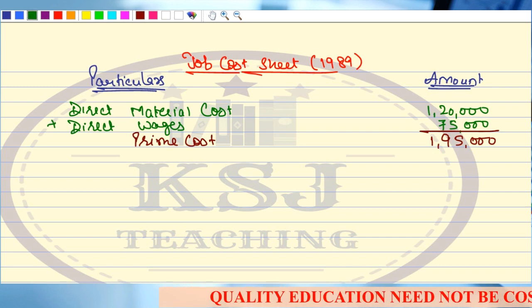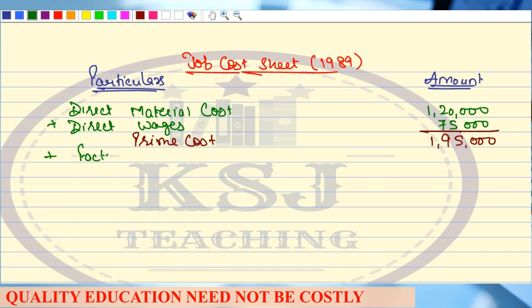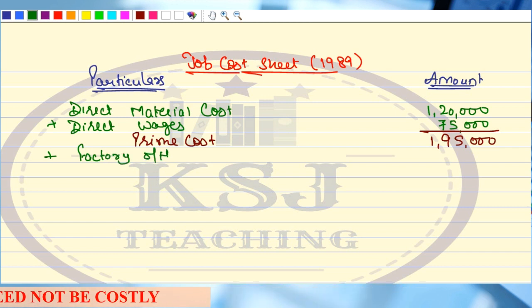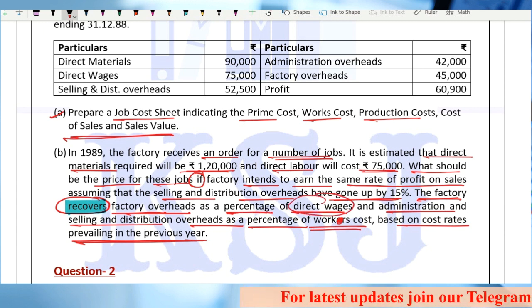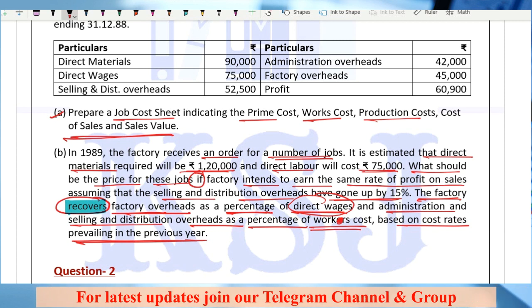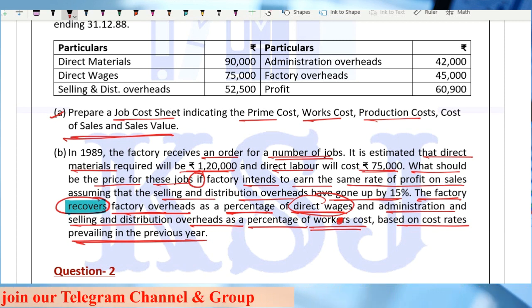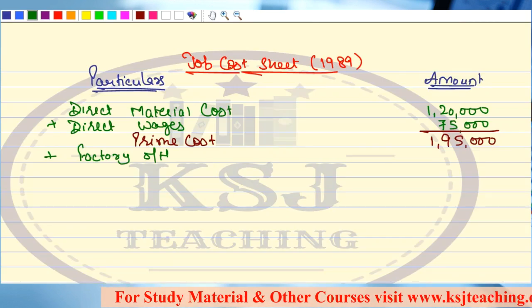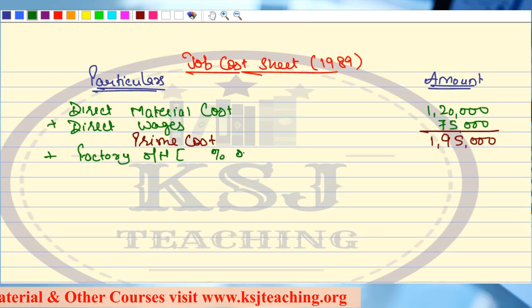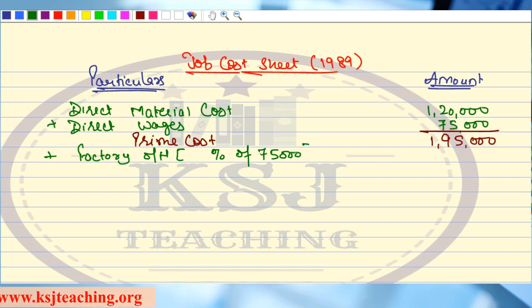Right. Next, we are going to have factory overheads. Now read the information very carefully. The question says, the factory overheads are recovered as a percentage of direct wages. The question has given you that it is recovered as a percentage of direct wages, but nowhere in the question is it specified what the percentage is. I want to apply some percentage of direct wages, 75,000, but sir, I don't know the percentage. That is the biggest problem.